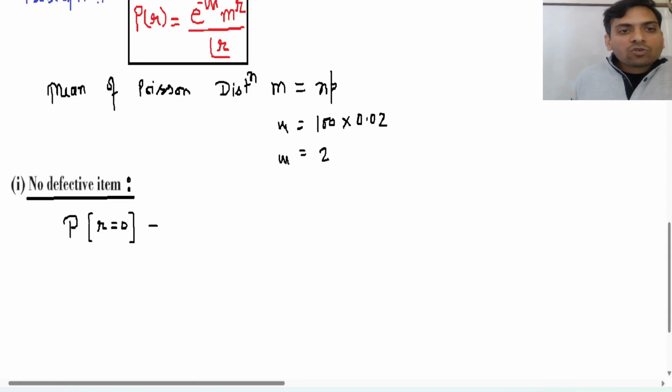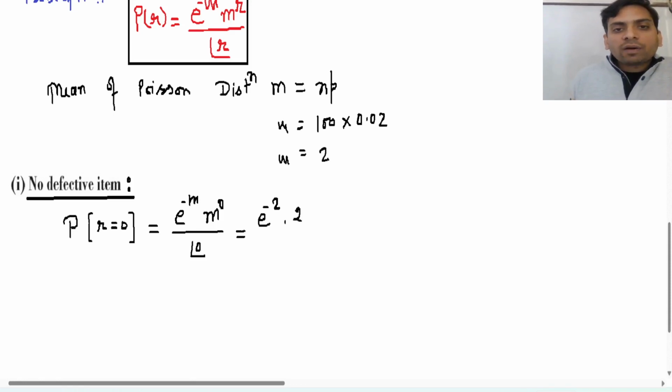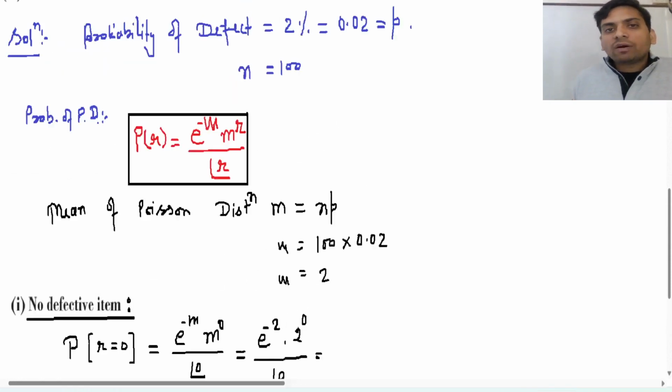How will you write this formula? First, you will write the same quantity, e raised to the power minus m, and m raised to the power R, which is 0, and this quantity divided by factorial 0. Clear? Now we will put the value of m. So e raised to the power minus 2, when we put m equals 2, and this quantity multiplied by 2 raised to the power 0, and this quantity divided by factorial 0.